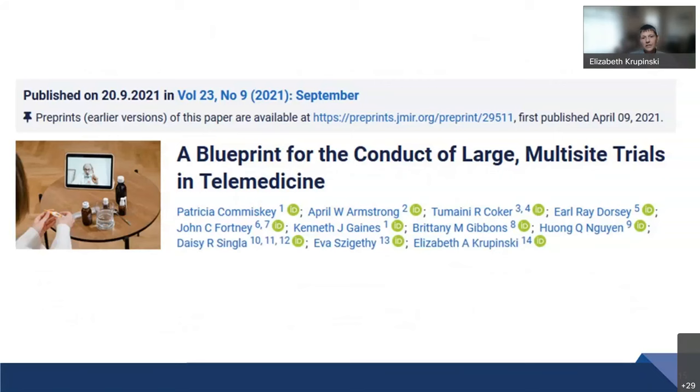I encourage everyone to look at this paper. It's a blueprint for the conduct of large multi-site trials in telemedicine. It just recently came out this year in September. It is from another workshop, and it really was an attempt to kind of identify some issues and challenges that people face with multi-site trials, specifically looking at a series of PCORI grant recipients and the challenges they faced with implementing their telemedicine programs or research trials. Next slide.